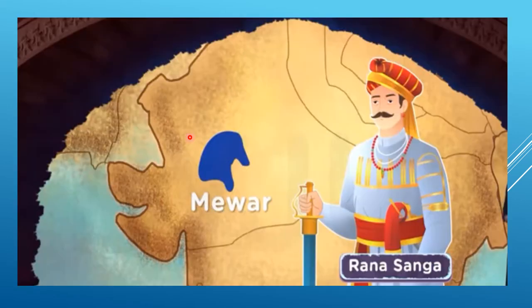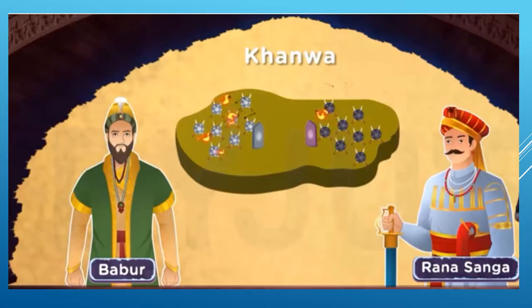Now, after the battle of Panipat, Babur could not rest. In fact, he was faced with a new challenge, and this time the challenge was from Rana Sanga of Mewar. Rana Sanga was a very ambitious Rajput ruler. He also had his eyes on Delhi and Agra and wanted to rule from there.